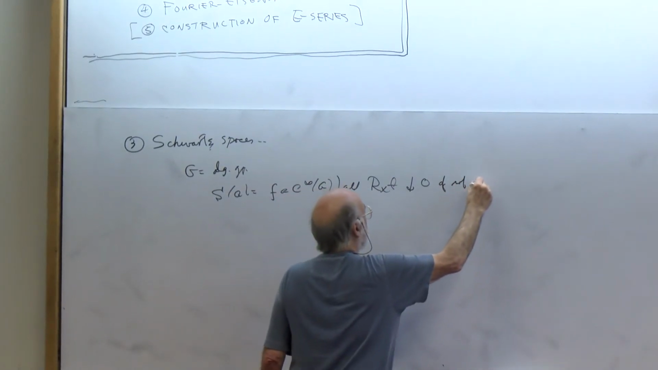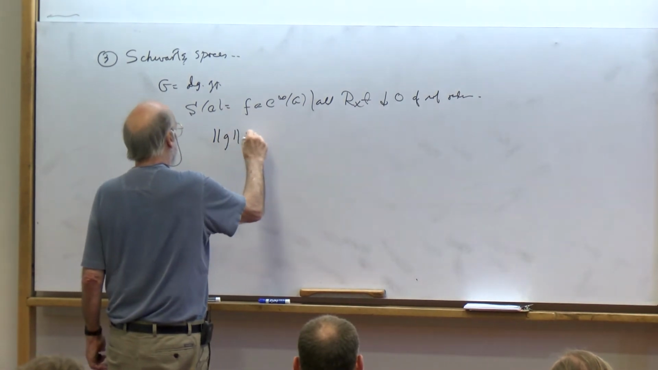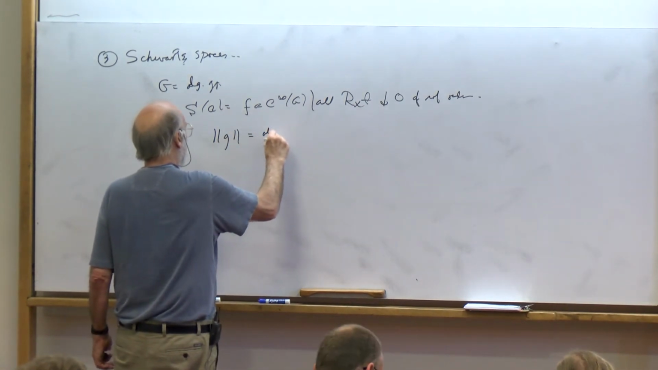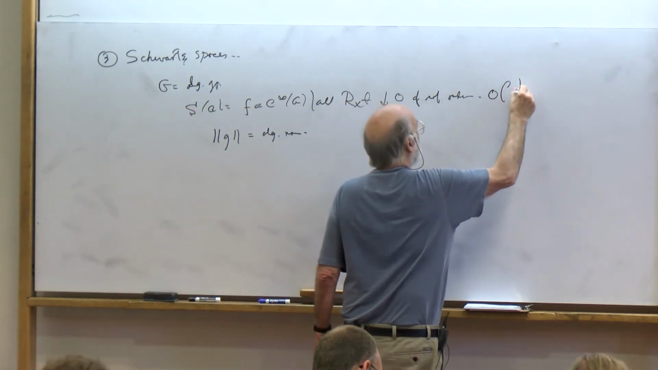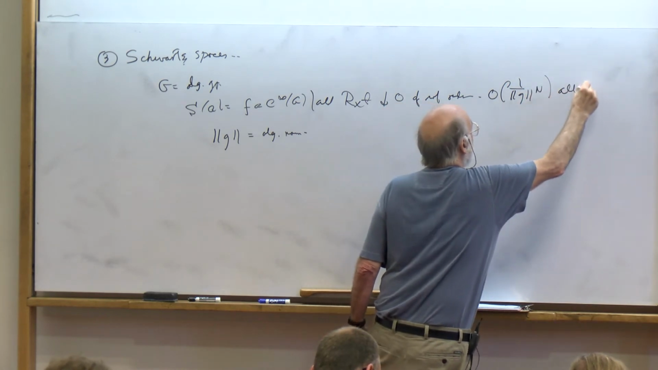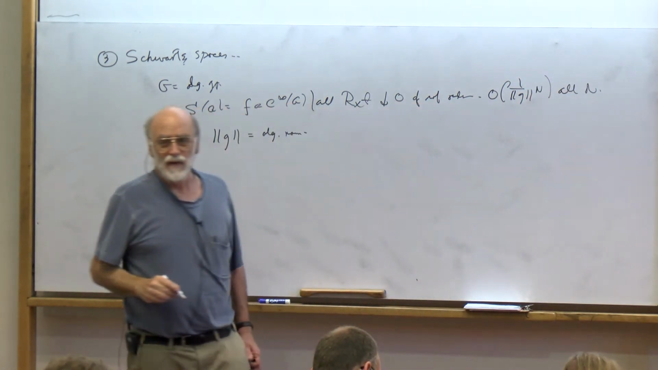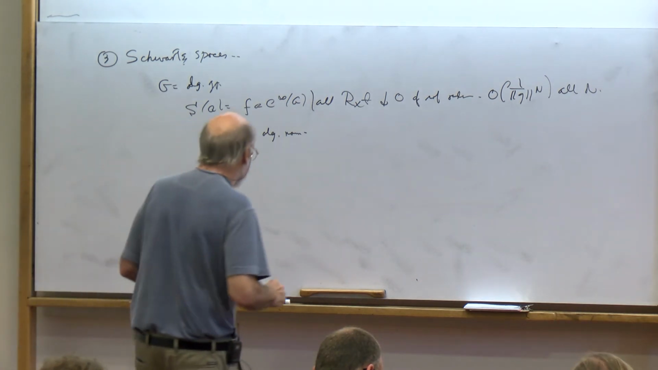Of infinite order. What does infinite order mean? Well, I take the norm of G, an algebraic norm. It doesn't depend much. So that's the Schwartz space of an algebraic group, an absolutely arbitrary algebraic group. You're all familiar with at least one.